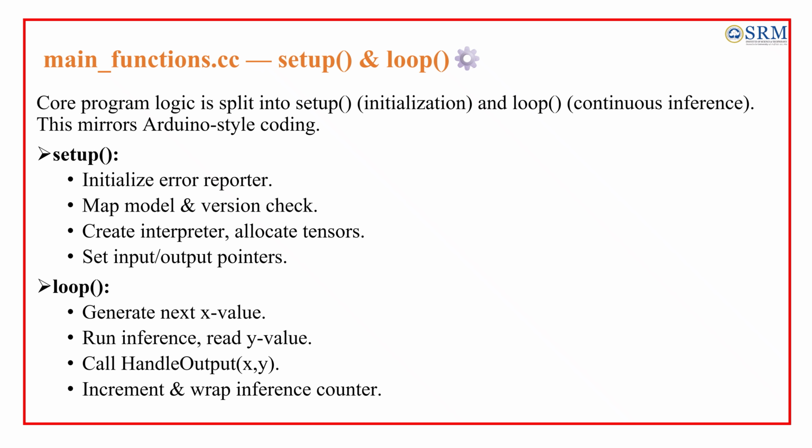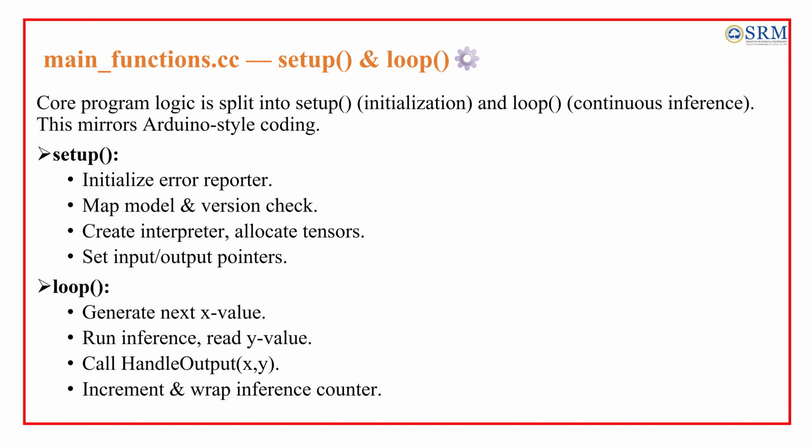Let's tie everything together in the code. This file mirrors the Arduino sketch style, setup and loop. Setup runs once to initialize everything, loop runs forever, continuously generating the inputs and processing the outputs. In setup, we initialize the error reporter, map the model and check the version, create the interpreter and allocate the tensors. Finally, we set pointers for input and output.